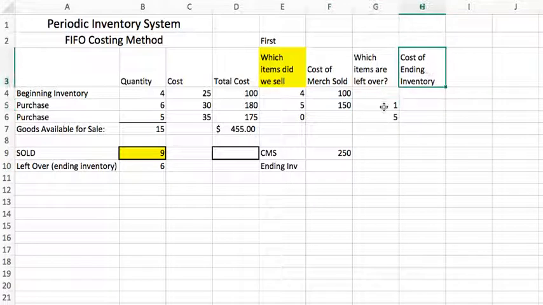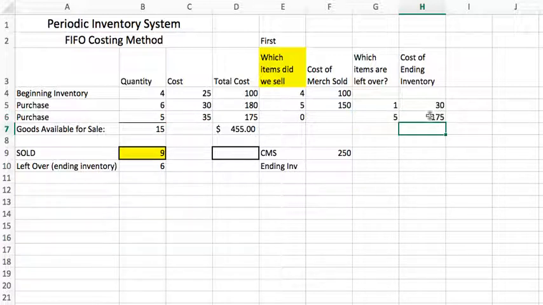Now let's look at the cost of ending inventory. This tricycle cost us 1 times $30, and 5 times $35 equals $175. $175 plus $30 means that our ending inventory cost us $205. So this is the periodic inventory system using FIFO.